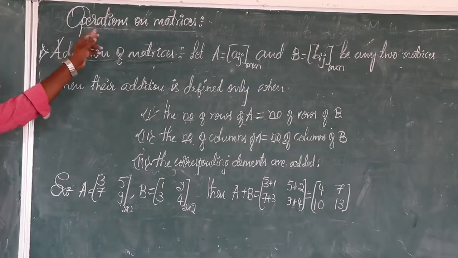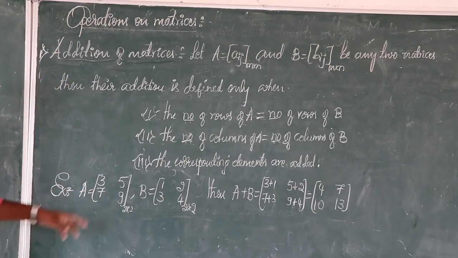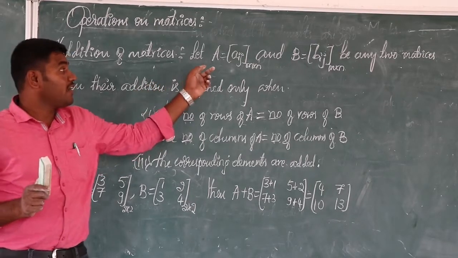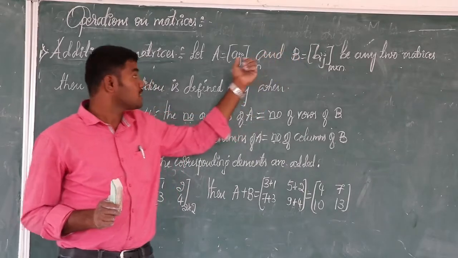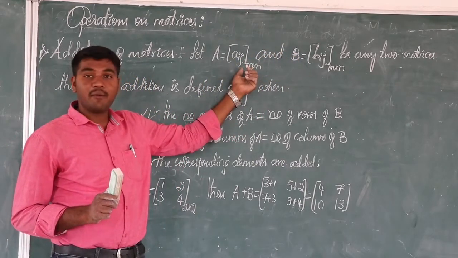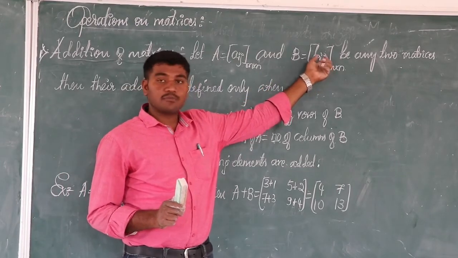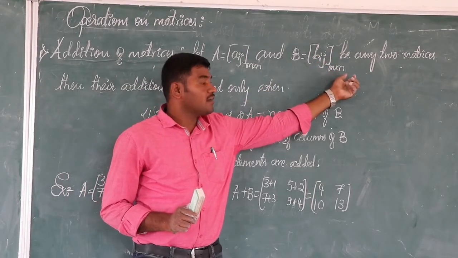So now, operations on matrices. The very first one is addition of matrices. Let us consider any two matrices, A and B. Matrix A has order m by n, and matrix B also has order m by n.